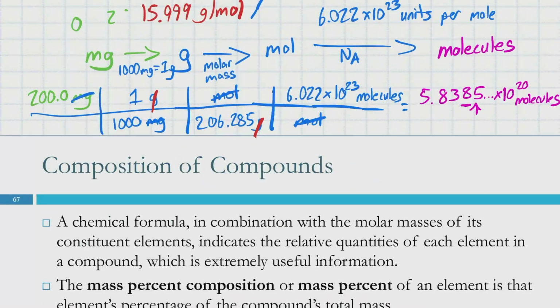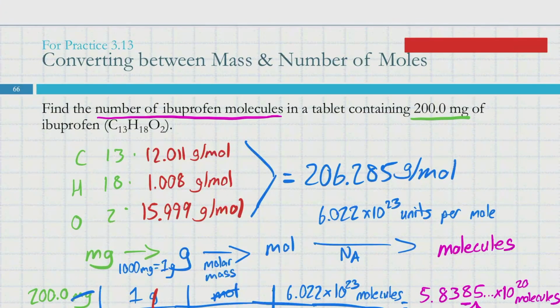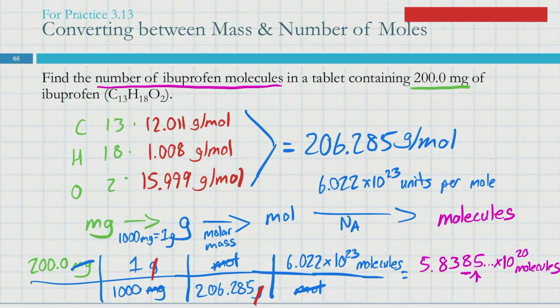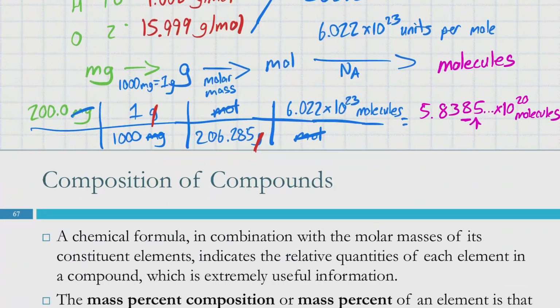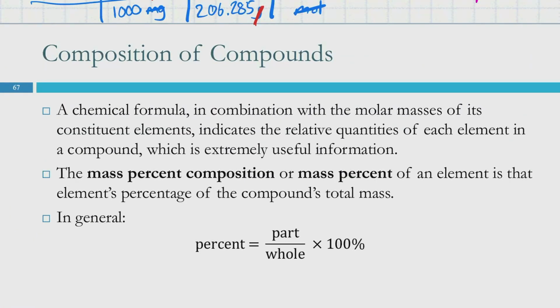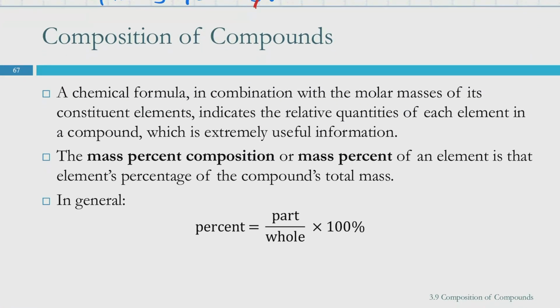All right, so last class we covered a bunch of nomenclature stuff primarily. We also talked a little bit about converting between mass and number of moles last class, and we're going to continue on with doing the rest of the math in the chapter.